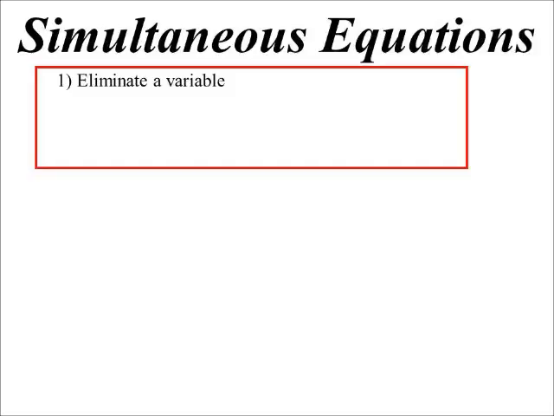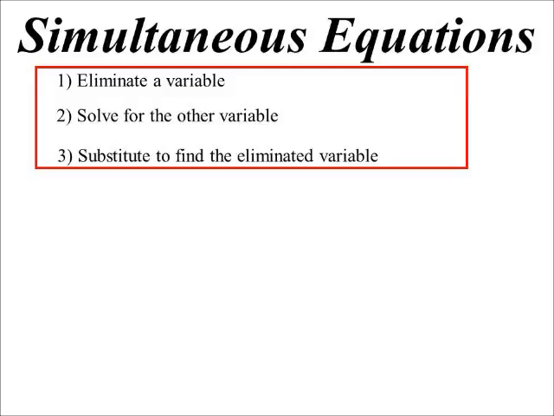So we shall recap this idea of simultaneous equations. The most common method is known as the elimination method. So we want to eliminate a variable. Then once we've eliminated one of the variables, I'll go and solve for the other variable. Once we've solved for one of the variables, we can then substitute back in and work out the eliminated one. So that's just a basic one.